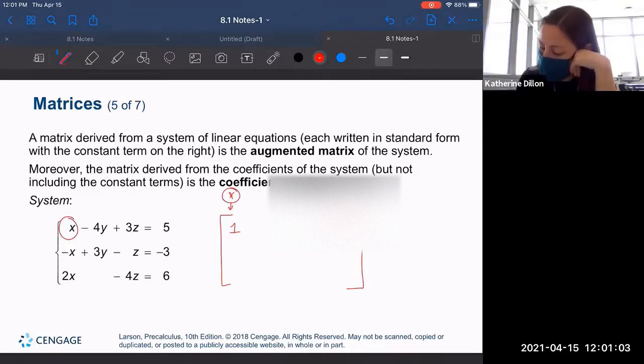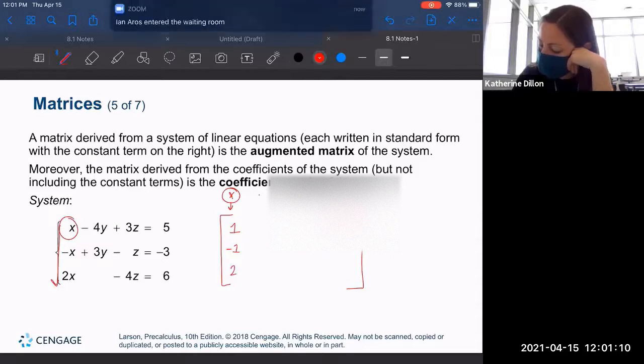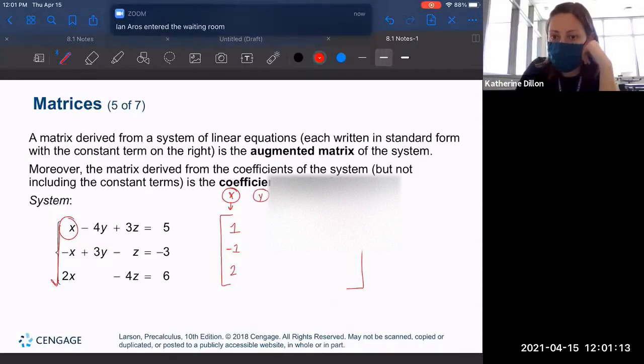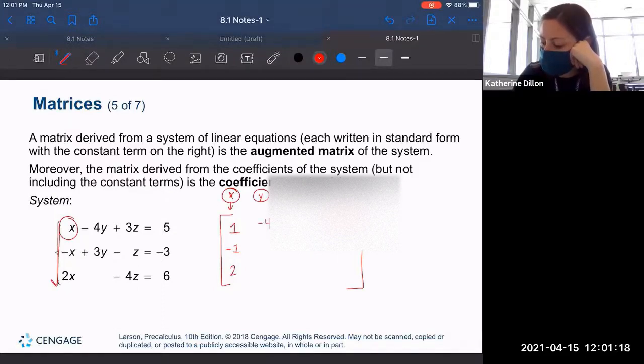My coefficients for X in the system are 1, -1, and 2. Next, I'm going to have my Y column. My coefficients for Y are -4, +3, and then I don't have a Y in this third equation. So what that means is my coefficient is 0. I have 0 Y, so I'm going to write 0 there. Then I'm going to write all my coefficients for Z. So that would be 3, -1, -4.